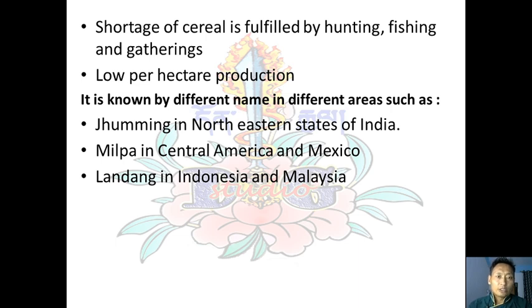So here the low per hectare production. So per hectare production in a year is much lower as compared to other agricultural systems. So here per hectare production is very low.